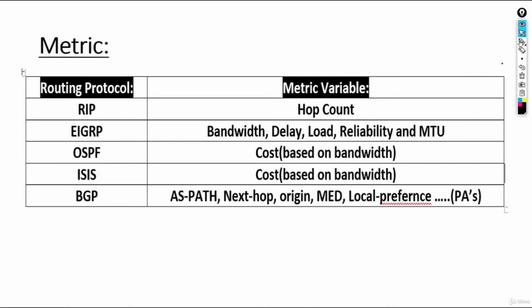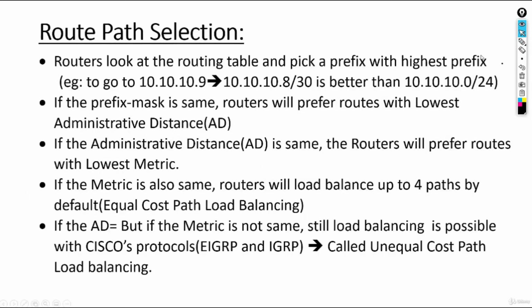Okay, so let's go to the next slide, because we already went through this one. This is very important, guys. So how do routers do the path selection? We always said the router looks at the lowest admin distance. That's not the true one. The router looks at the routing table and picks a prefix, that means the subnet with the highest mask.